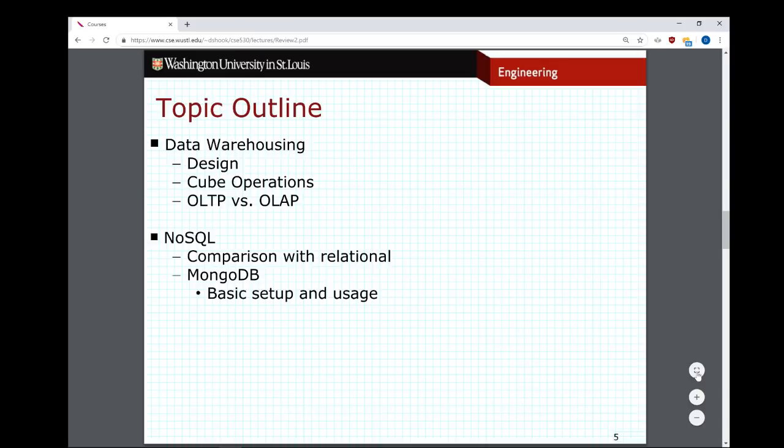All right, data warehousing. So data warehousing is something that we just talked about last week, not too long ago. And the main design for a data warehouse is not an ER diagram, but what kind of modeling are we using for data warehouse?